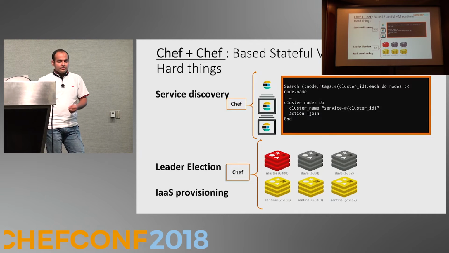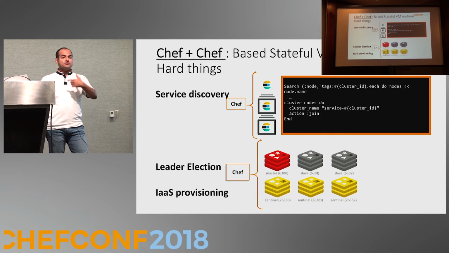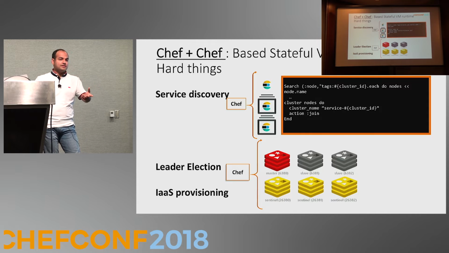A few other problems: service discovery. The only way to find other nodes was using Chef node search. That's the only way you can find the IP of the other nodes. Leader election: if you have advanced use cases where one node has to be the leader in a distributed system, that is a hard problem. Chef treats all the nodes equally. And IaaS provisioning: on all 3 different IaaS we run on, Azure, Amazon, and vSphere, the driver is different, and there are some differences in the drivers. So these are the hard parts.